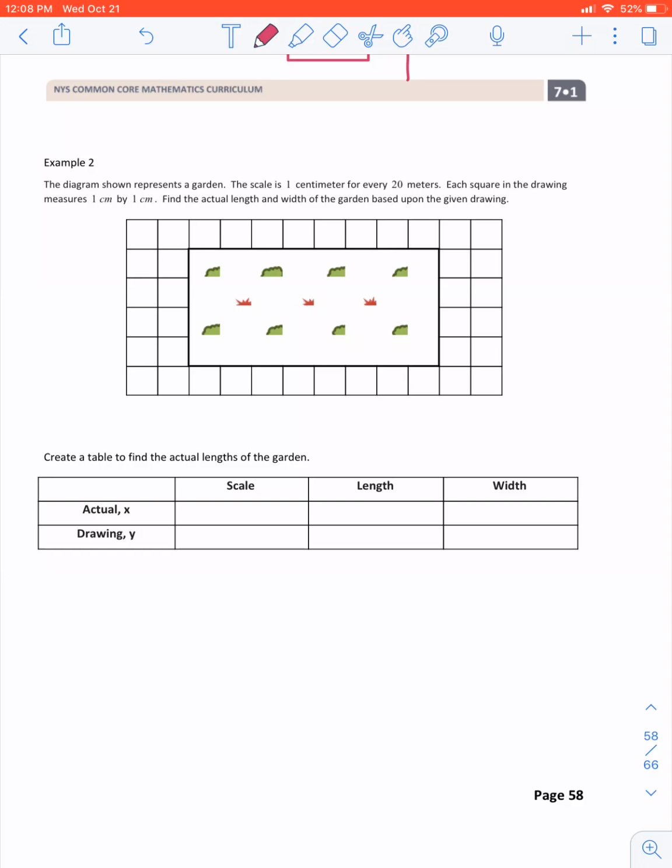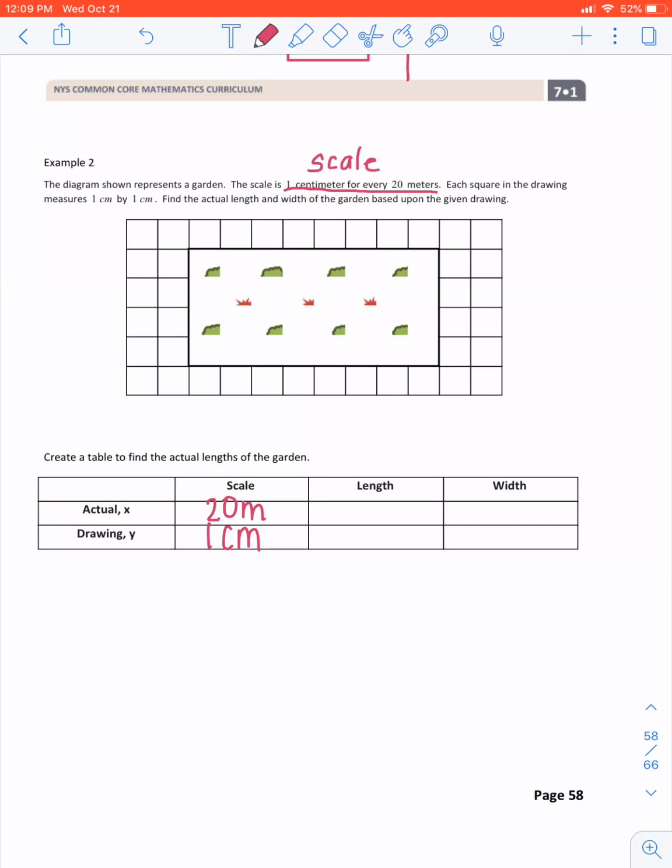All right, in example 2, the diagram shows a garden. So we know that 1 centimeter is equal to 20 meters. That's our scale. It says each square in the garden measures 1 by 1. So find the actual length and actual width. We're going to answer that question. So down in the chart, we know that 1 centimeter in the drawing is equal to 20 meters in actual garden space. So I'm just filling in the scale first.